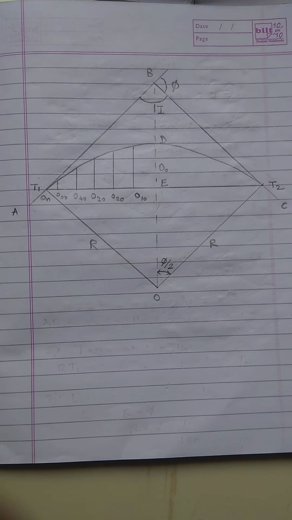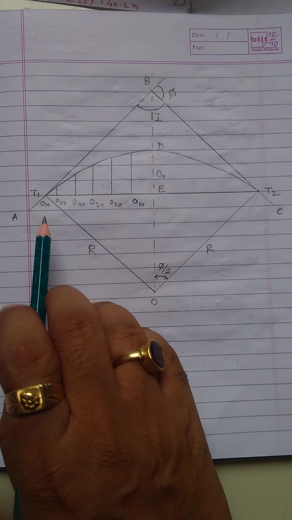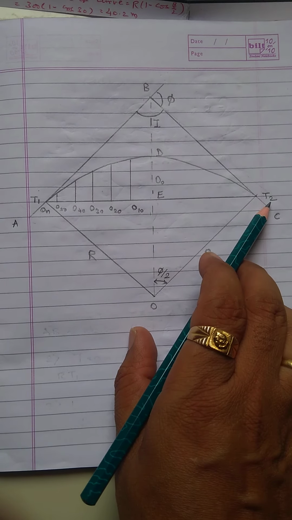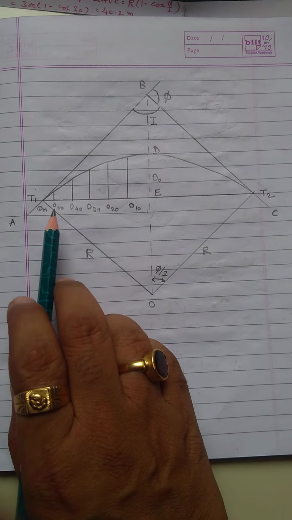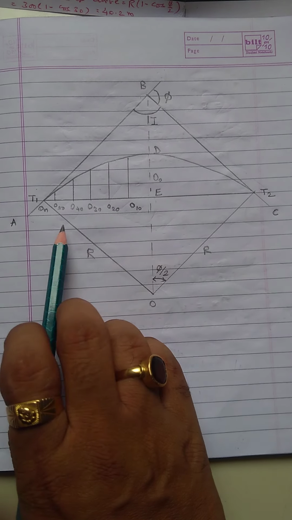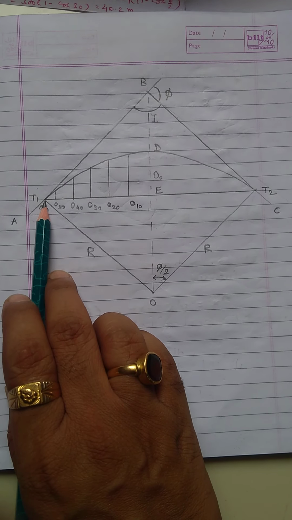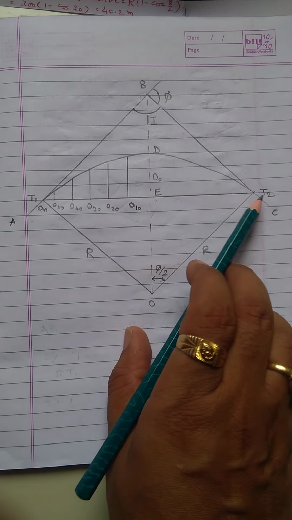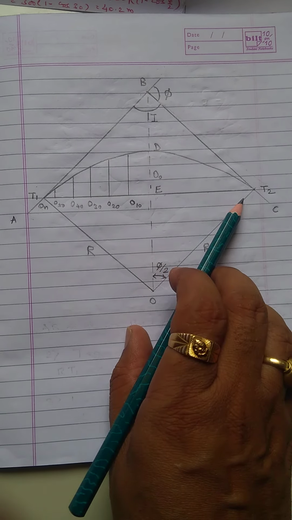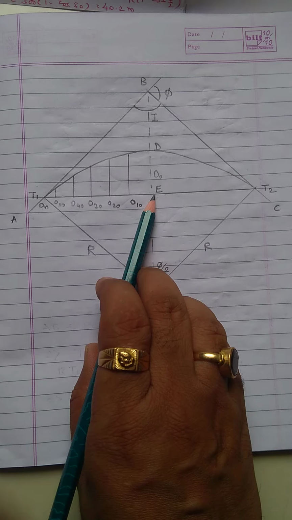While setting out this curve, this long chord T1 E T2 has to be divided into two equal parts. In this sketch I have divided this long chord into two equal parts. The very first part T1E will be equal to ET2. These two parts are equal. This is the midpoint of the long chord.